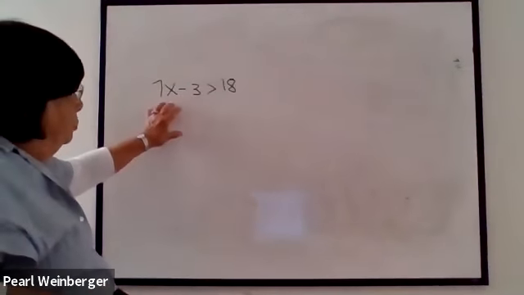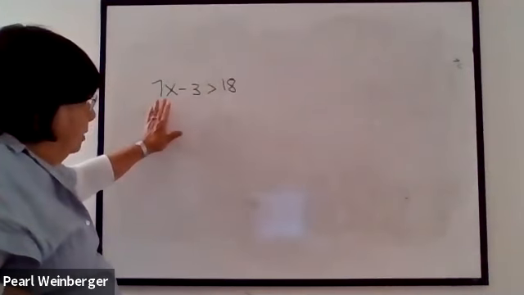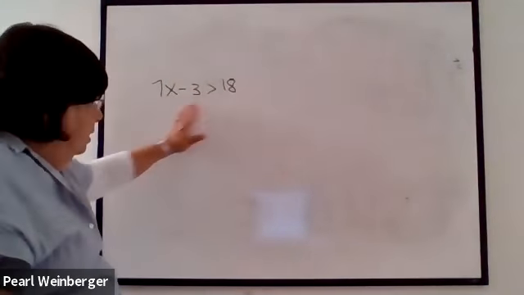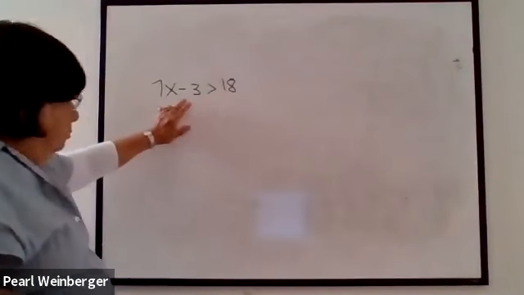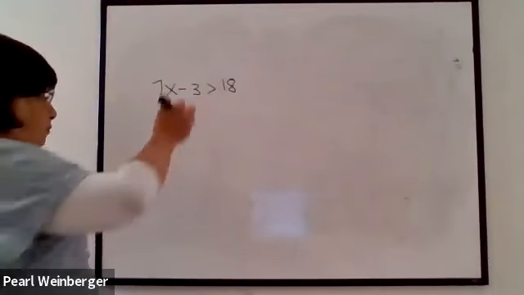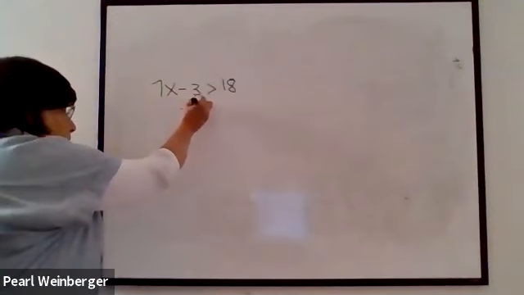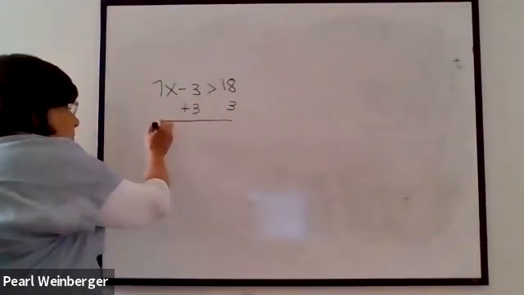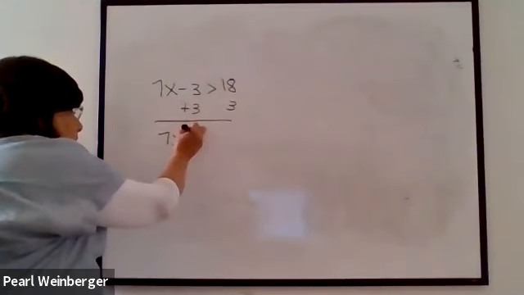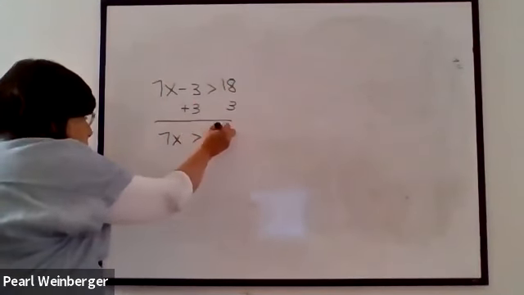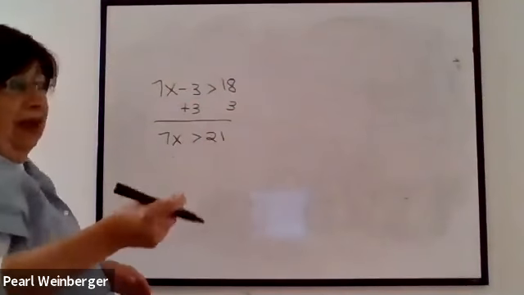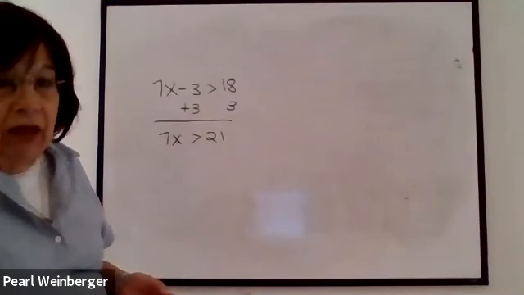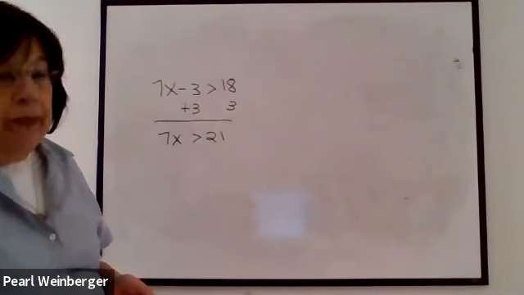So I want to make sure that all the x's are on the left side, and I always want to end up with x's on the left side, and all the numbers on the other side. So I'm going to get rid of this -3, and I'm going to add 3 to both sides, so that I end up with 7x is greater than 21. In other words, we're following the exact same steps that we used in solving an equation.